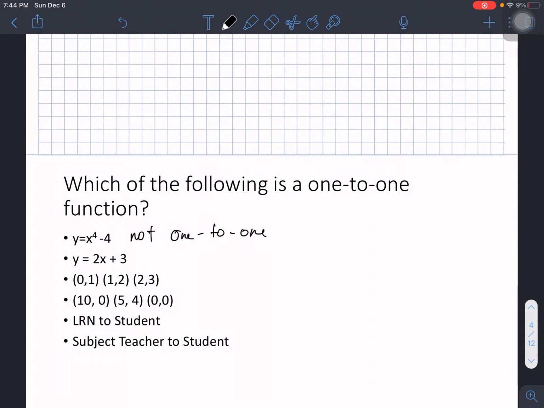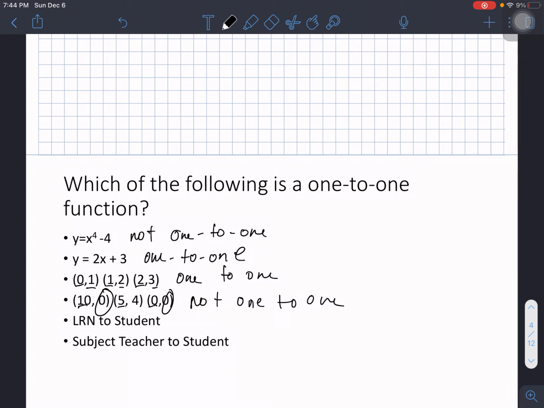y is equal to 2x plus 3. x is raised to 1, an odd number, so it will be a one-to-one. Okay, 0, 1, 1, 2, and 2, 3. Unique values of x, unique values of y. So this is one-to-one. Next: 10, 5, 0, 10, 0, 5, 4, and 0, 0. Let us check. Unique values of x, but 0 and 0 reoccur. So this is not one-to-one.